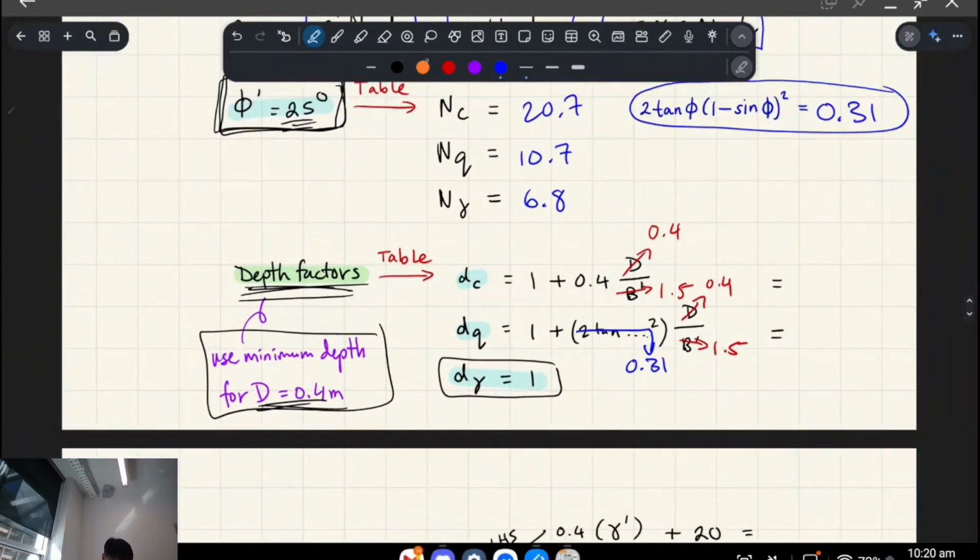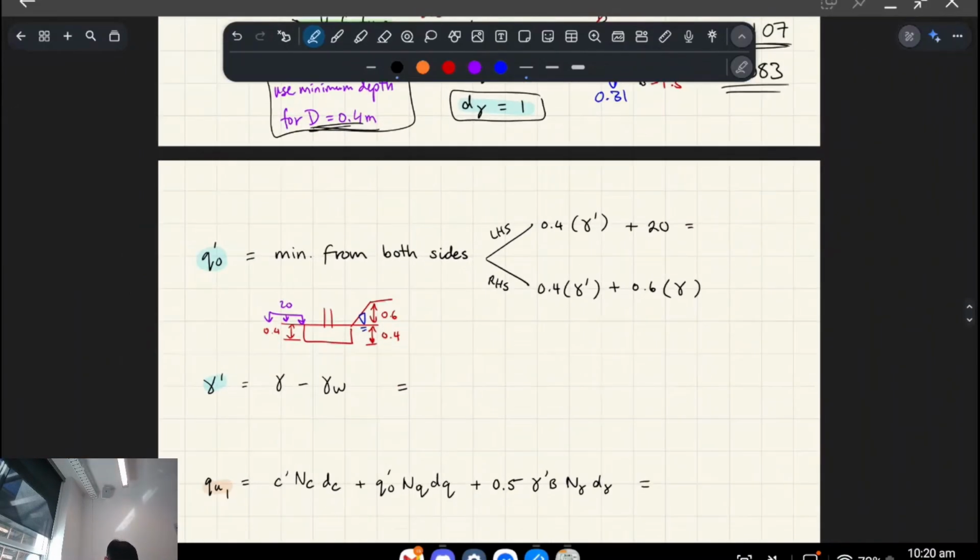Okay. But these two you have to calculate, right? So you have to calculate the depth factor for your cohesion component, right? And this whole thing adds up to be 1.107. And then this one is 1.083, okay? So that's the two depth factors which are non-1. Does that make sense?